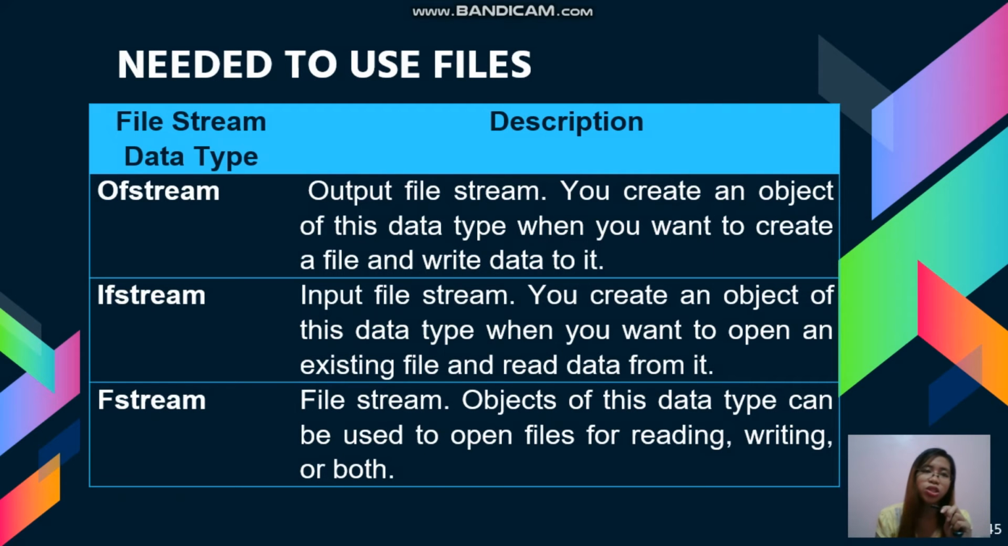So, what do we need to use files? We have file stream data types, which are ofstream, ifstream, and fstream. First, ofstream, or output file stream. You can create an object of this data type when you want to create a file and write data to it. So when we need to create an object with which you create a file and put data in that file, we have to use output file stream.